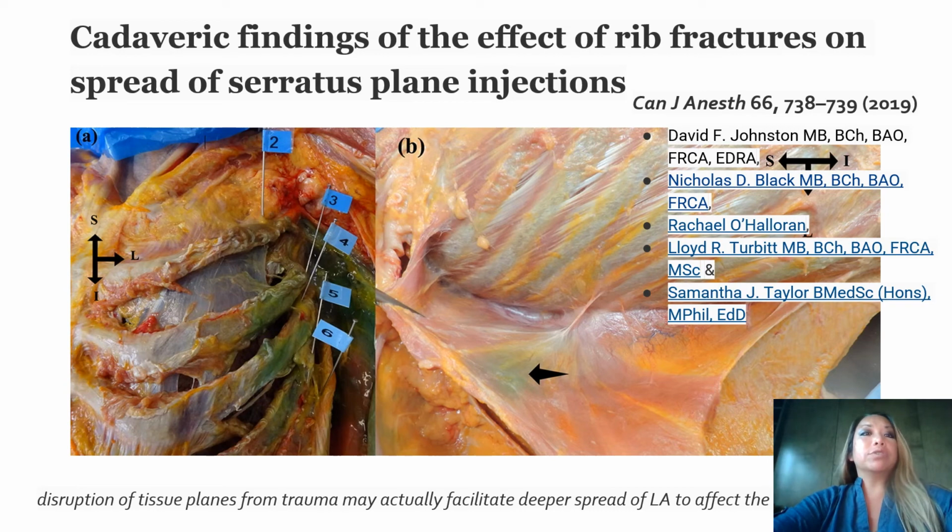But if there is a disruption of tissue planes from trauma such as rib fractures, that actually facilitates the spread of local anesthetic deeper down to the intercostal nerves, thus providing effective analgesia, as can be seen in the green staining here over the ribs in the picture on the left.